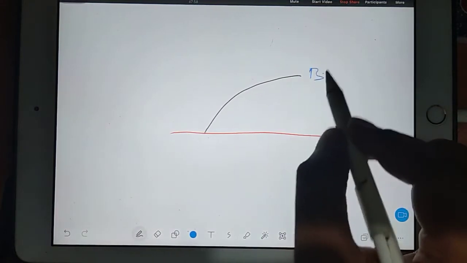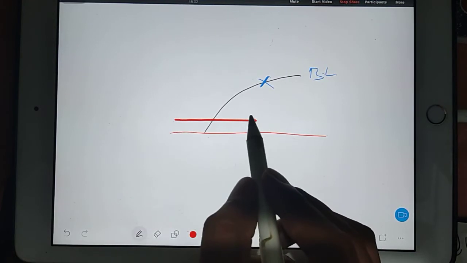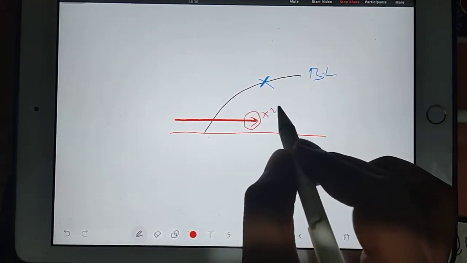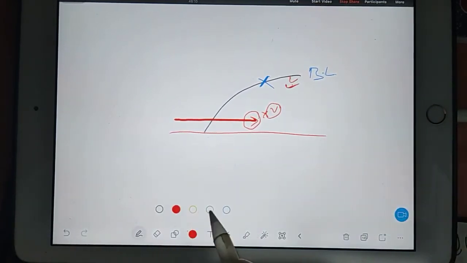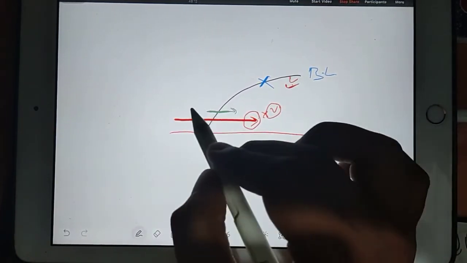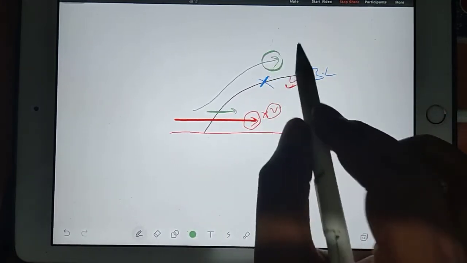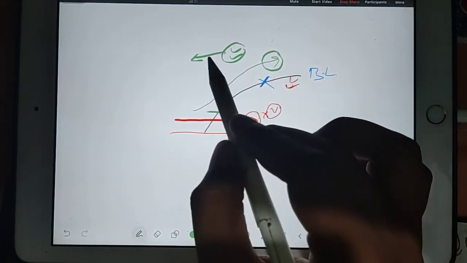Imagine I am drawing a boundary layer, but you imagine there is no boundary layer. If there is no boundary layer, then the flow will enter directly, and that flow will have certain mass and certain velocity. But now imagine the boundary layer is present. Then some part of the flow will enter, some part of the flow will not enter. The part which is not entering is being displaced. That's why we say displacement thickness.